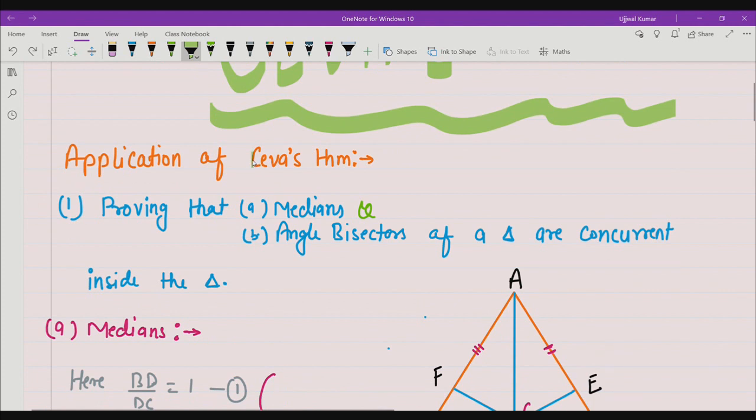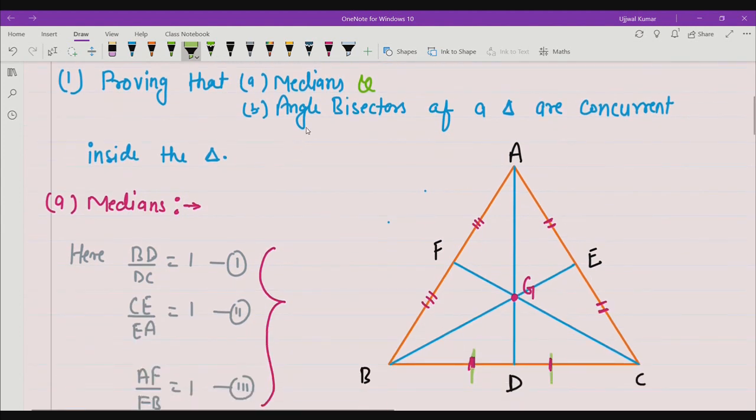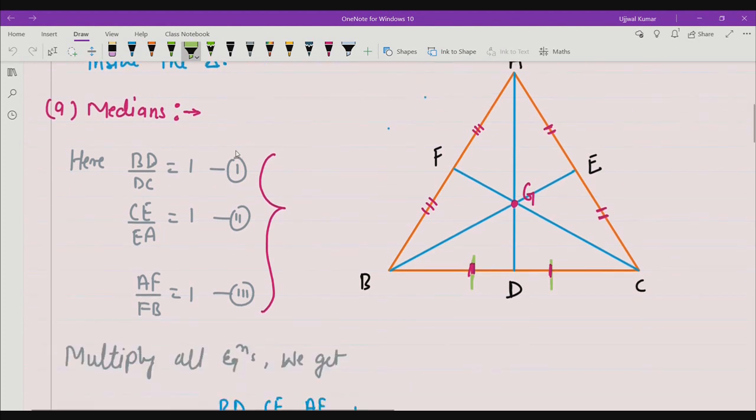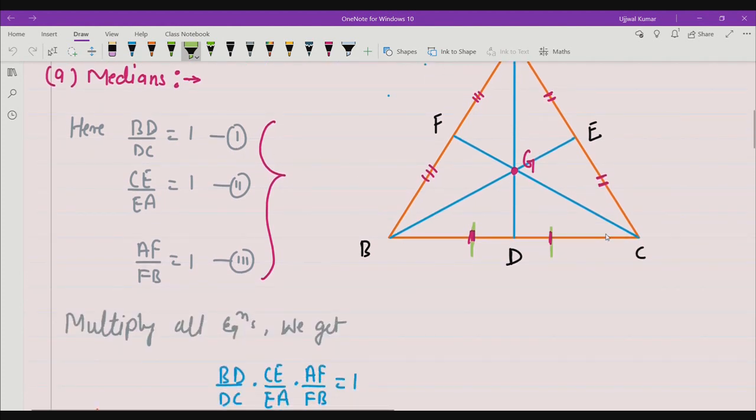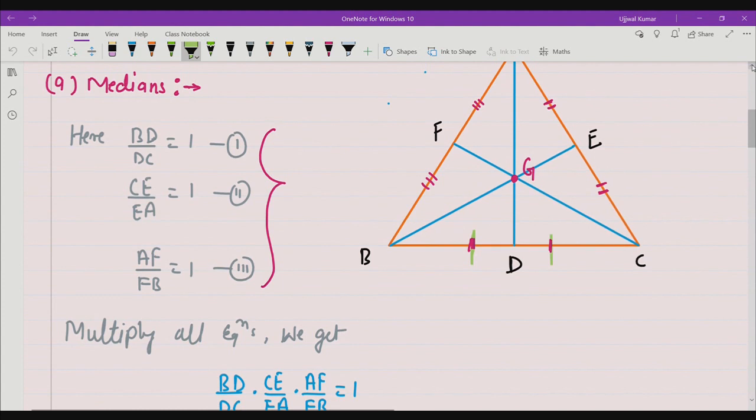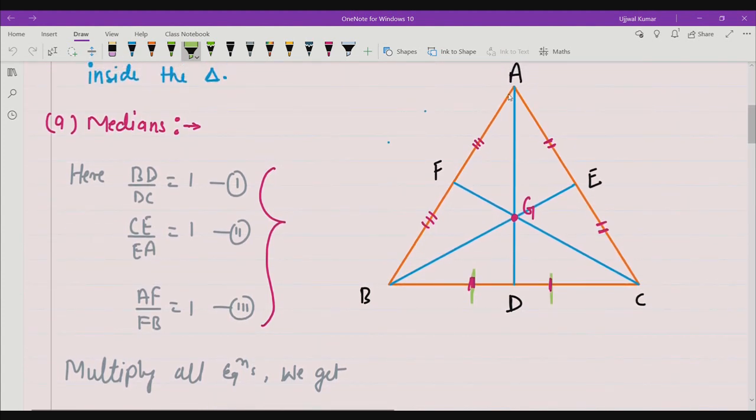So the first application is somewhat a direct application, right? Proving that medians and angle bisectors of a triangle are concurrent inside the triangle. For medians it is quite simple. We know that BD and DC are equal in length. Also CE is equal to EA and AF is equal to FB. So that makes BD upon DC equal to 1. Similarly, CE upon EA and AF upon FB are both equal to 1.